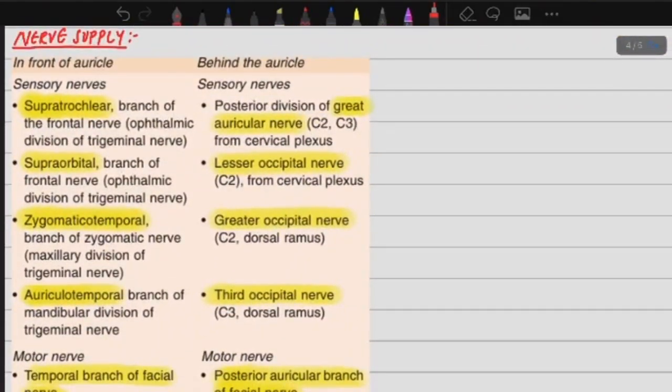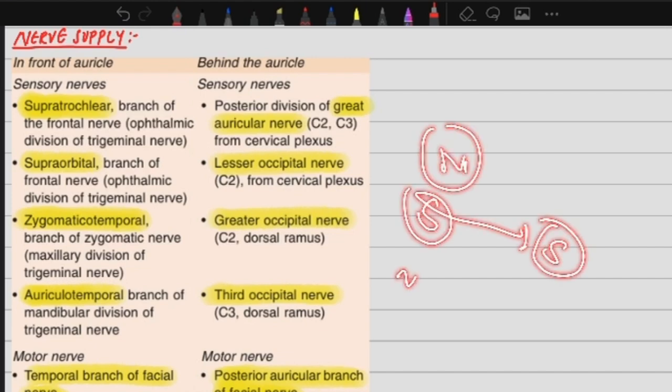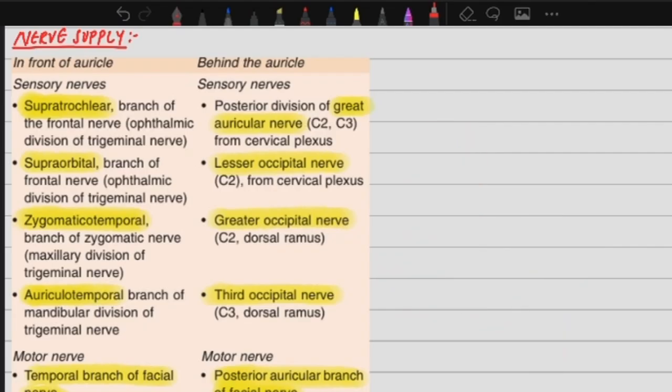Nerve supply also can be studied under two subheadings, that is in front of the auricle and behind the auricle. And nerve supply consists of the sensory nerve supply, which supplies the sensation, and motor supply, which is for actions. Okay, so first, you don't need to study the whole thing. The things which I have highlighted are more than enough. Okay, first in front of the auricle, what are the sensory nerves? Sensory nerves in front of the auricle are supratrochlear, supraorbital, zygomaticotemporal, auriculotemporal, and we have one motor nerve, that is the temporal branch of facial nerve.